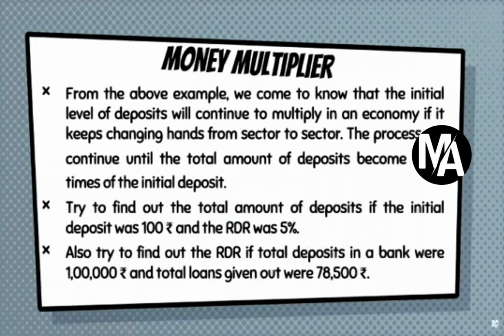So using this formula, I will give you two mathematical problems, and let's see who is faster. The first problem is, try to find out the total amount of deposits if the initial deposit was rupees 100 and the RDR, or the reserve deposit ratio, was 5%. The second problem is, also try to find out RDR if the total deposits in a bank were 1 lakh rupees and the total loans given out were 78,500. So the clock is on, it's a race between you and me.